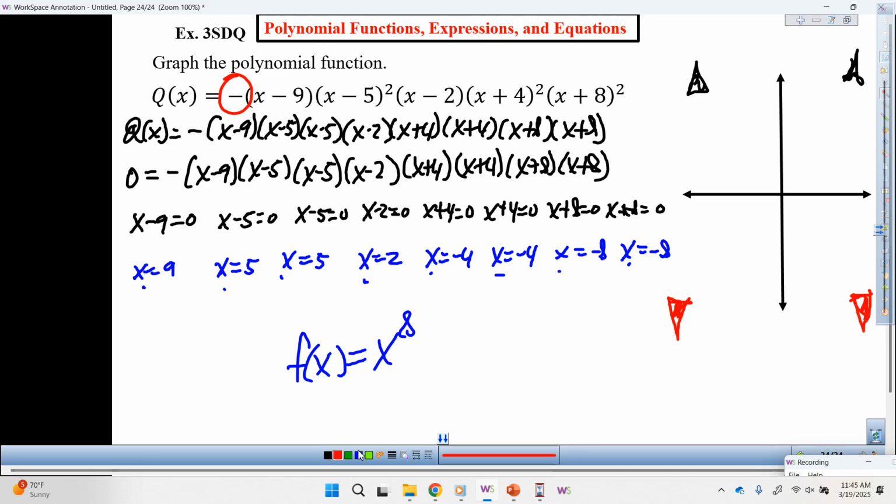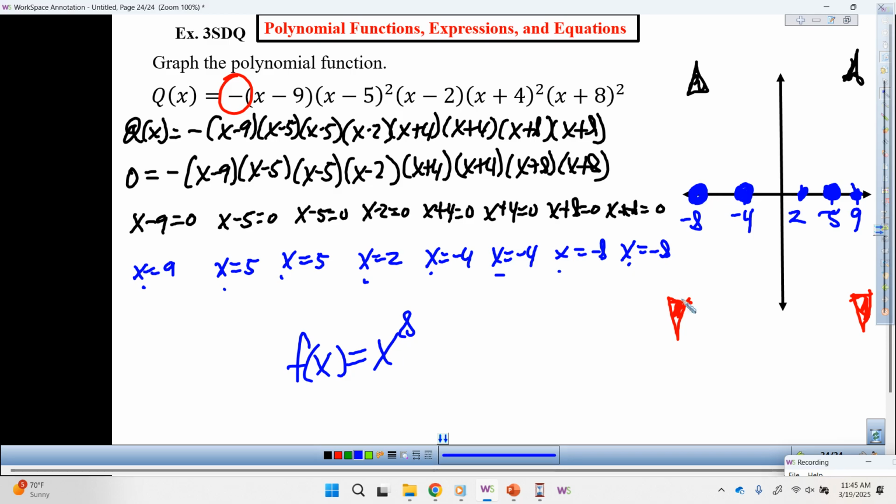All right. Start with X equals 9. X equals 9 is over here. X equals 5, 2 times. 1, 2. X equals 2 is 1. X equals negative 4 is twice. 1, 2. I'm making the double the size, and negative 8 double.